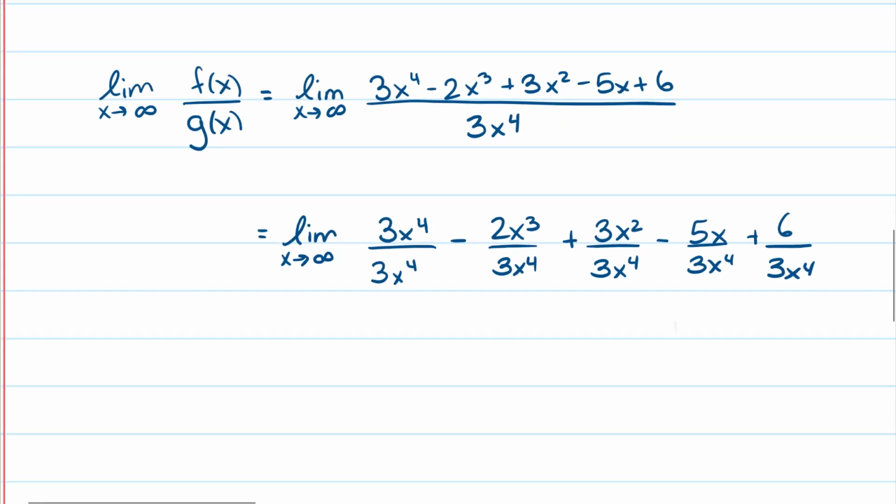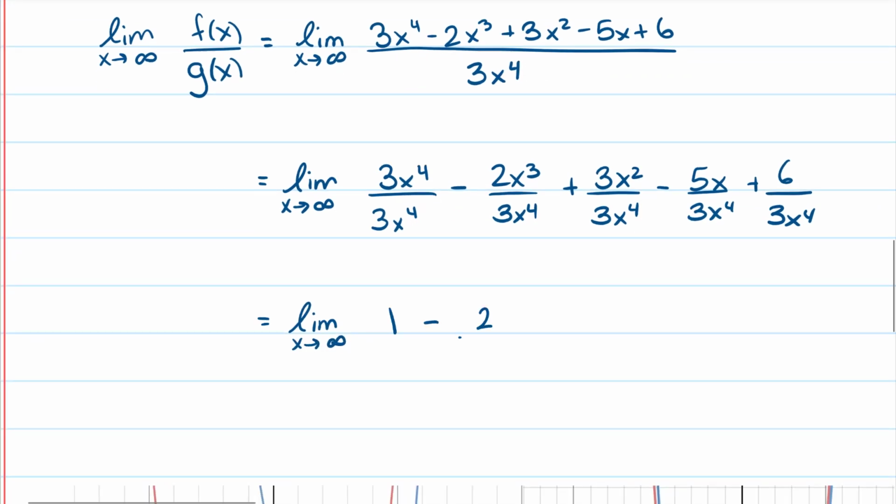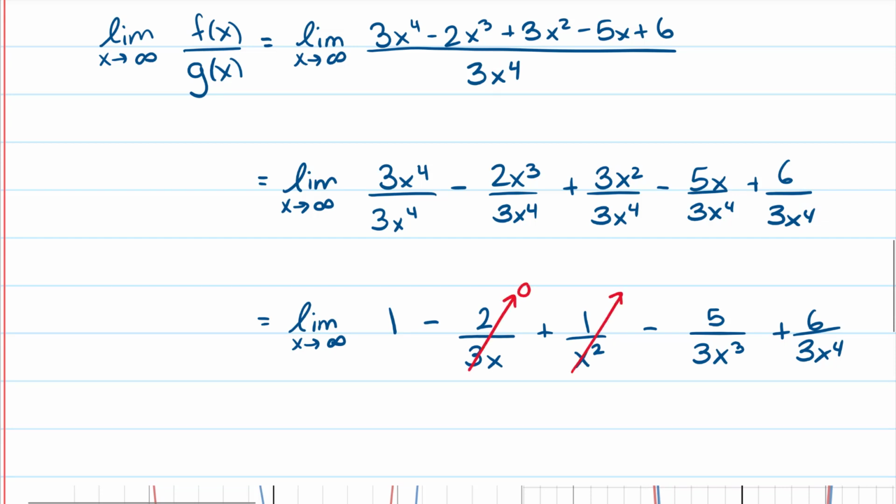And now what I'm going to do is go ahead and simplify. And then I'm going to take the limit of everything. So the limit for the first one is going to be 1. This is going to be 0 because you get 1 over infinity. This will be 0. This will be 0. And this will be 0 because they're all 1 over infinity. So this equals 1. So I've shown it's a right end behavior model.